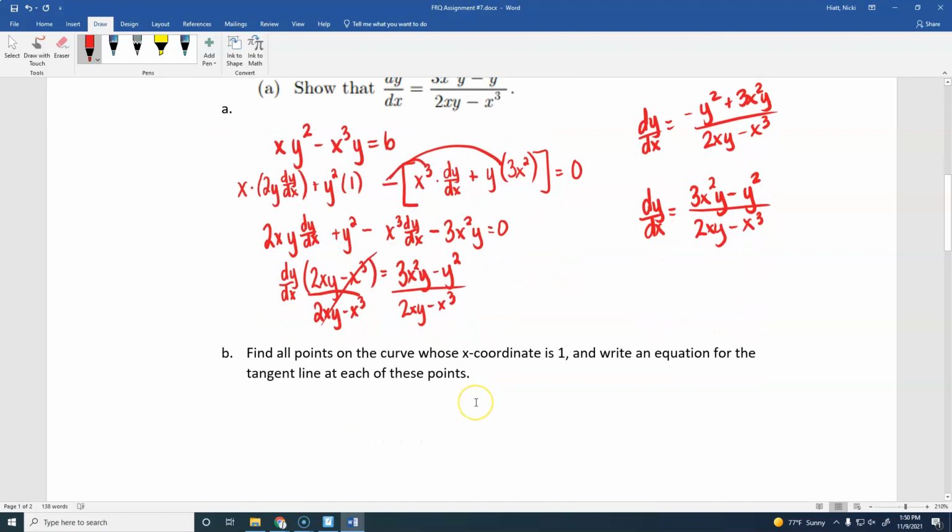Okay, it says for B, find all points on the curve whose x-coordinate is 1 and write an equation for the line tangent at each of these points. All right, so we know that the x-coordinate is 1 and we're looking for a tangent line. What do we have to have for a tangent line? Point, slope, and the equation, right? So it's the same thing even with this, but it's going to be a little more complicated. How do we find the points?